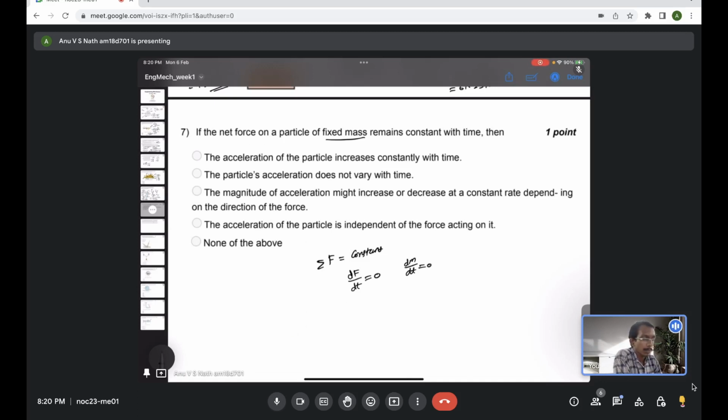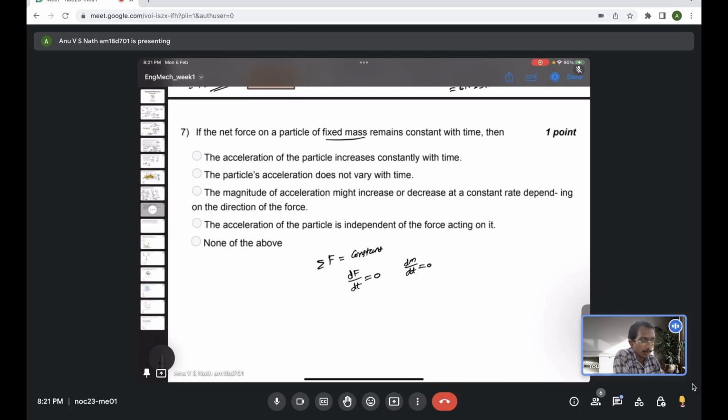The first one says the net force is constant, so it is not changing with time, so its rate of change should be 0. The second says fixed mass, so the mass is also constant, so its rate of change is also 0. I think it's pretty obvious. If anyone has any issue here, please stop me, I will explain in detail.